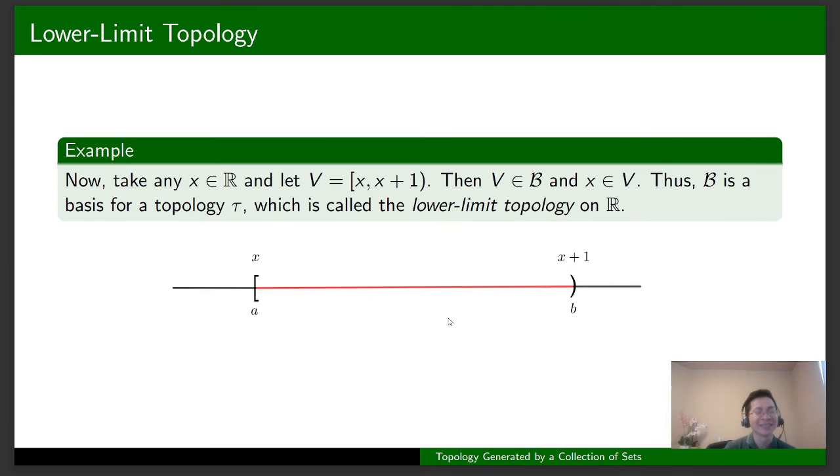The second property is also satisfied because if we take any x in R, it belongs to some half open interval. For example, let V be the interval from x to x plus 1, then V belongs to B and x belongs to V. Therefore, by the theorem mentioned earlier, B is a basis for a topology tau on R, which is called the lower limit topology on R.